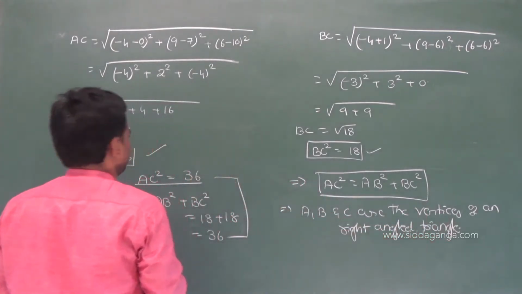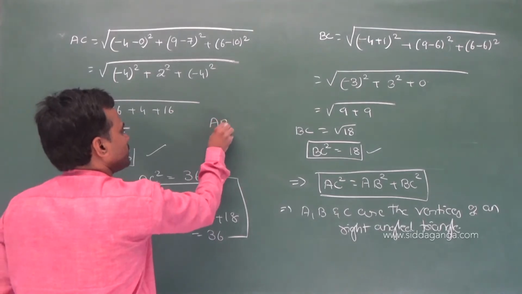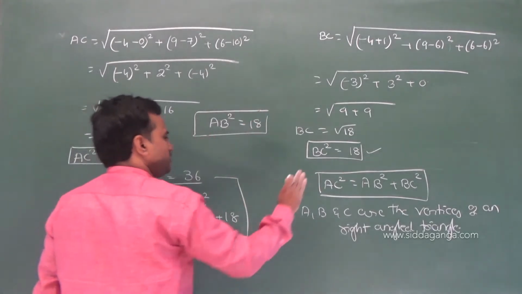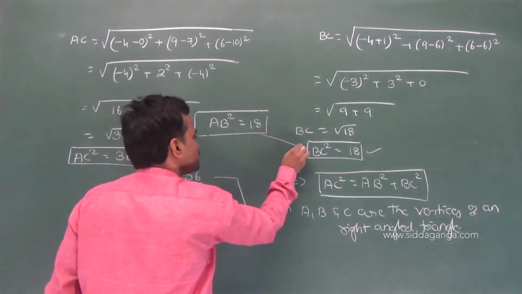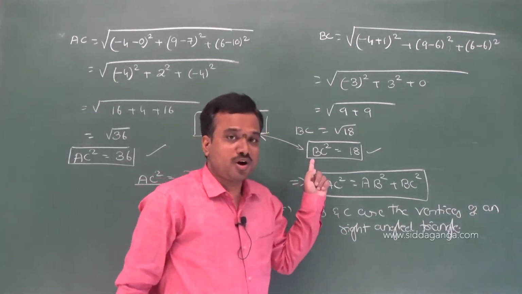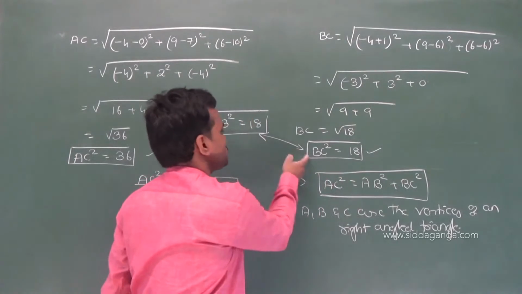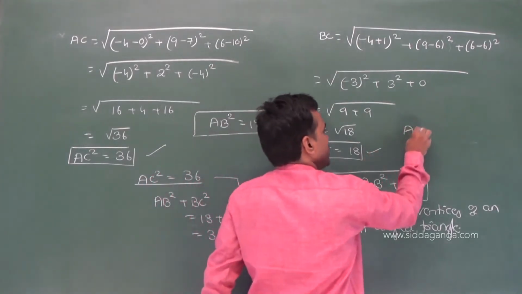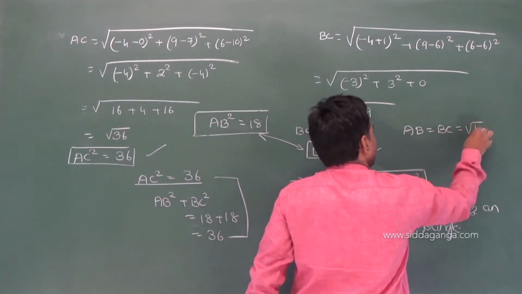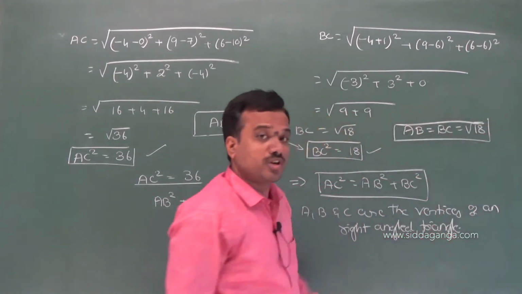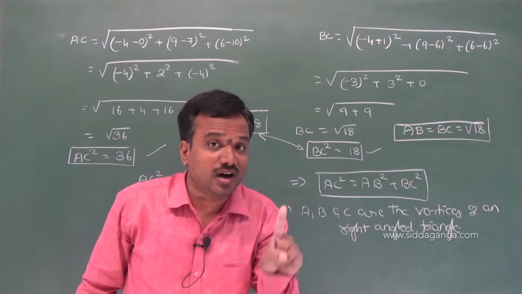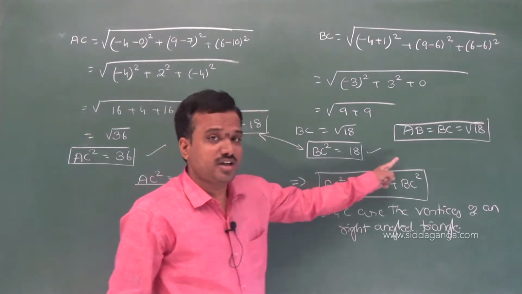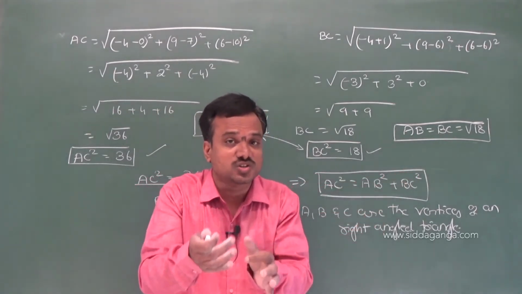One more point you observe here. Observe AB square, which is also 18. So observe carefully: AB square is 18, BC square is 18, and AC square is 36. Among the 3 distances, 2 distances are similar. So AB is equal to BC, which is root 18. Then what does it indicate? A, B, C are the vertices of an isosceles triangle.